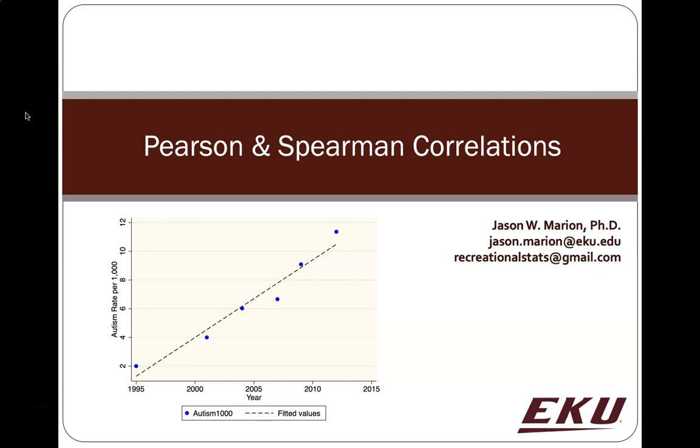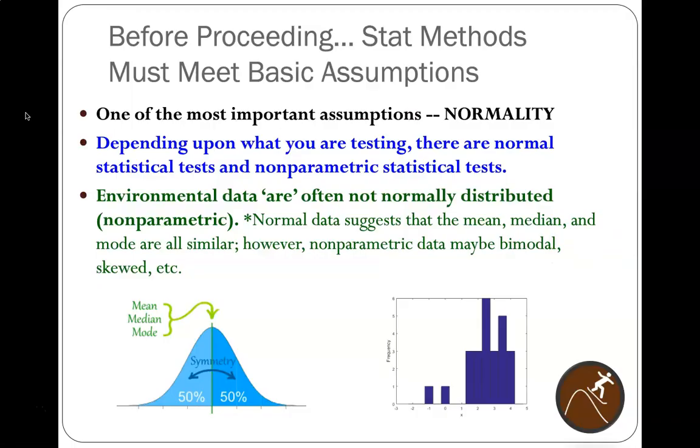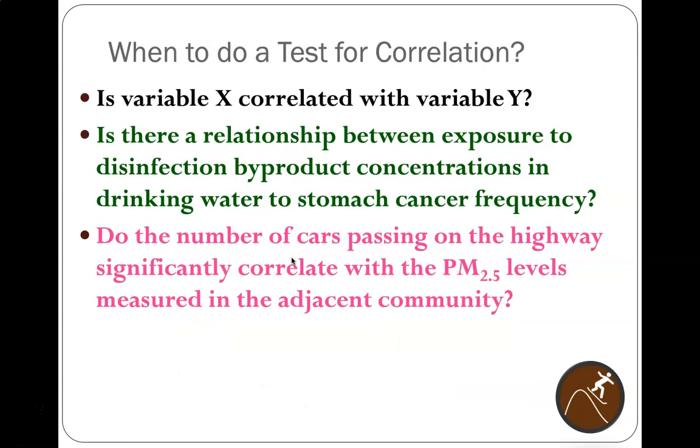Now, before we get too far into this, it's important for us to review Pearson and Spearman correlations. One of the key factors that's often forgotten about is that we often have to meet this normality assumption for Pearson correlation. Depending upon what you're testing, there are normal stats and non-parametric stats, and environmental data, income data, and health data are often non-parametric. So we already know that. We can look at histograms to make that kind of determination.